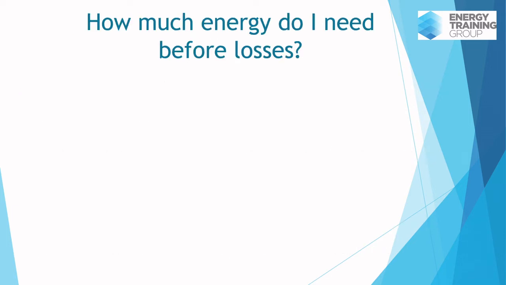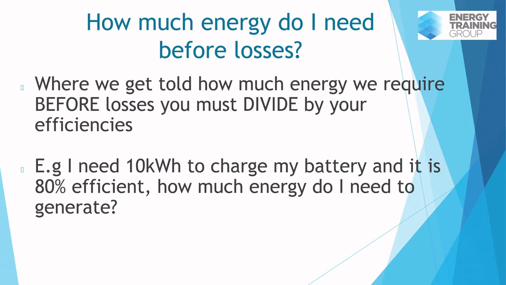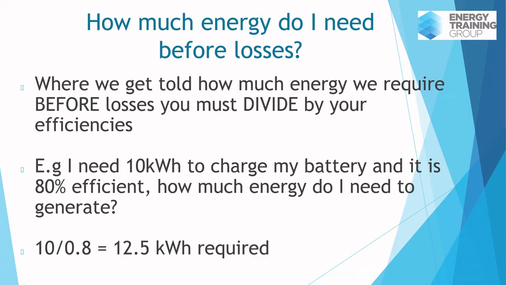So how do we calculate how much energy we need before losses? When we get told how much energy we require before losses, you must divide by your efficiency. Easy way to remember is if the number needs to get bigger, you need to divide by efficiencies, not multiply. So for example, let's say we need 10 kilowatt hours to charge a battery and the system is 80% efficient. How much energy do I need to generate? Obviously I'm going to need more than 10 kilowatt hours, because we know it's not 100% efficient. So we do 10 divided by 0.8 and we see that we need 12.5 kilowatt hours to charge our 10 kilowatt hour battery in an 80% efficient system.